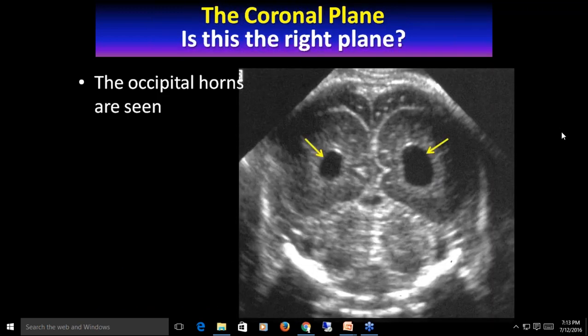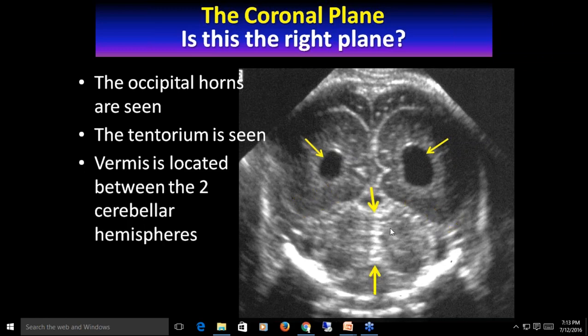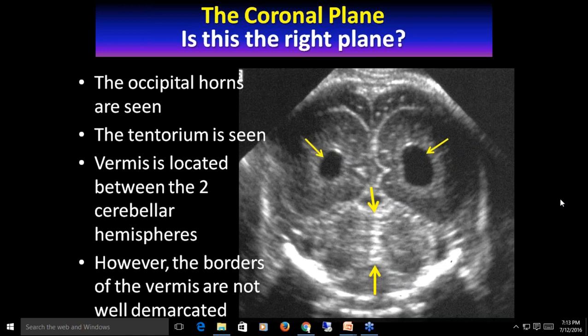Now let's look at the coronal plane. Is this the right plane to image the vermis? In this plane, we see the occipital horns. We also see the tentorium, below which we see the cerebellum, and the vermis is located between the two cerebellar hemispheres. Similarly to the axial plane, the borders of the vermis are not well demarcated.